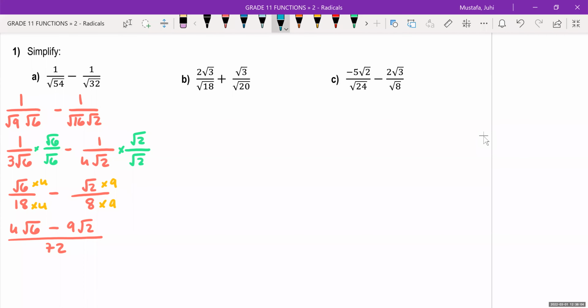Okay, question number 2. Again, we're going to look at each fraction separately, and we're going to try to simplify it as much as we can. So for this question, I have 2 root 3 over root 18. Now, 18 can be simplified to 9 times 2 or 6 times 3. We could do either, and in the end we'll get the same answer. Let's go ahead and do 9 times 2. And then for the second fraction, we have root 3 over root 20, and 20 can be simplified to root 4 times root 5.